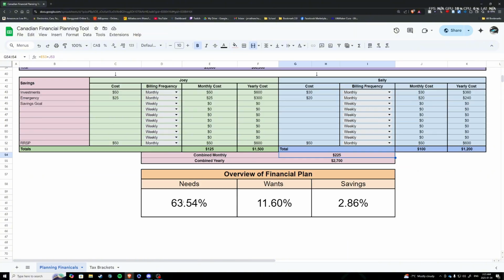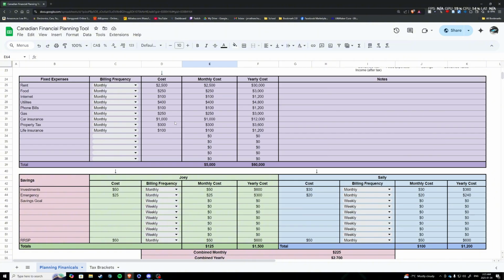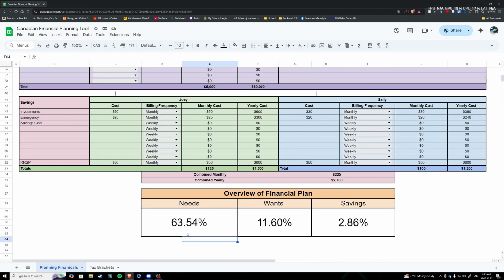So as you can see, we have our needs, wants, and savings. I'm pretty sure that you people have heard of the 50-30-20 rule, and whatever rule that you want, you could try to adhere to that by changing the values over here to adhere to those rules of thumb.